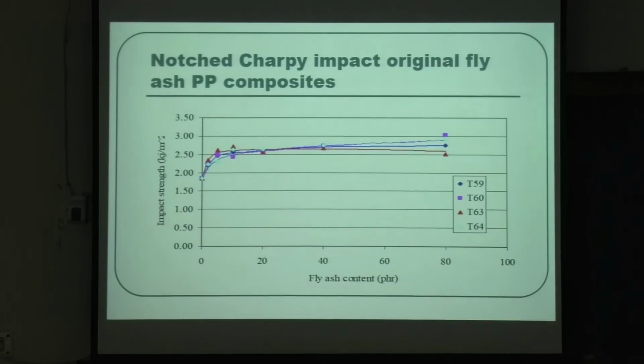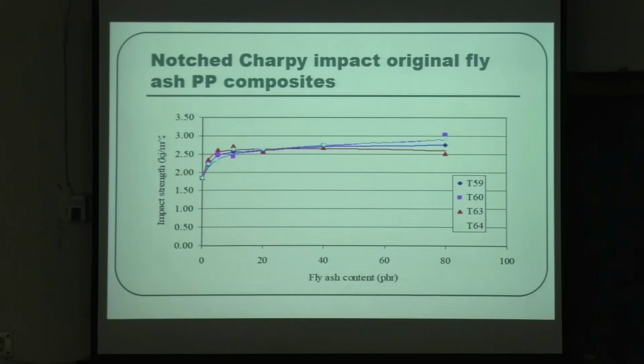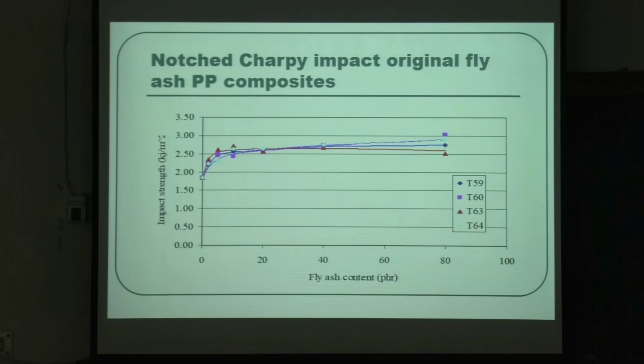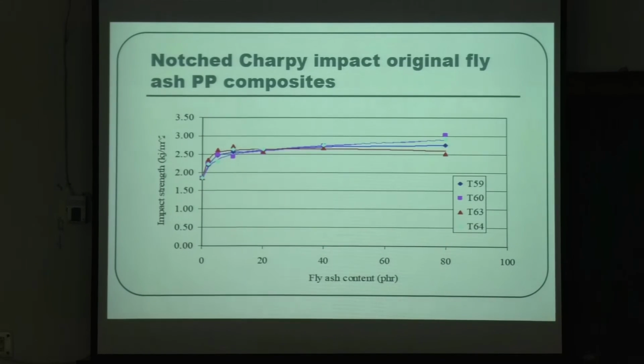Notched impact, original fly ash and polypropylene composites. So you have the highest about, okay, without fly ash, it's about 1.75, and there it goes up to, some go to 2.5, some go to about 3. So that is still an improvement. That's a good thing about the impact property.